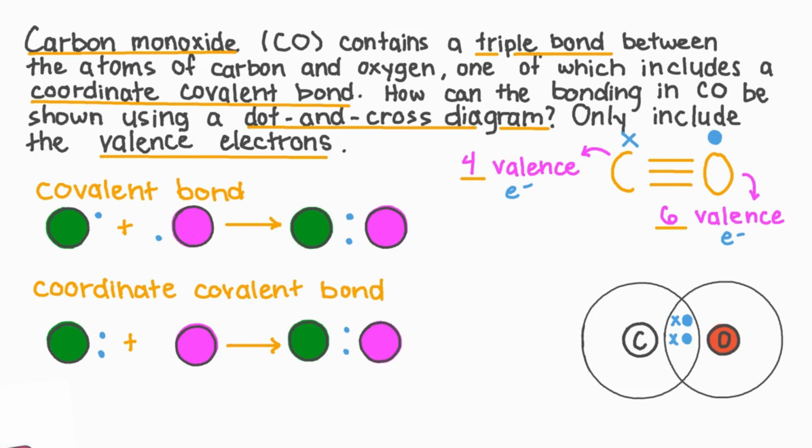Oxygen has 2 more valence electrons than carbon does. Those 2 extra valence electrons will be used to form the coordinate covalent bond. With the 3 bonds formed between carbon and oxygen, both atoms have 2 electrons remaining. These remaining electrons will be used to create lone pairs, filling the valence shell for both atoms.